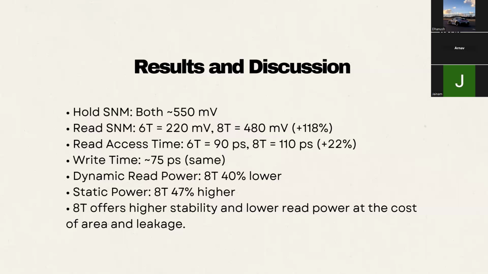In dynamic read power, the 8T cell consumed 40% less dynamic power. And in static power, however, the 8T leakage was 47% higher due to the extra transistors. So overall, the 8T SRAM provides better stability and low read power, but at the cost of increased area and leakage power.